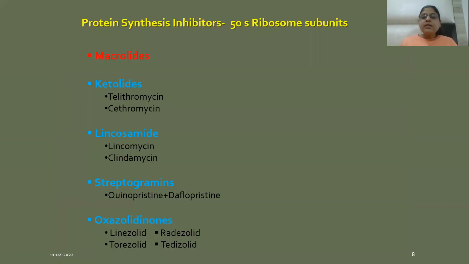Now, protein synthesis inhibitors acting at the 50S ribosomal subunit can be macrolides; ketolides, which are telithromycin and cethromycin; lincosamides like clindamycin and lincomycin; streptogramins like quinupristin and dalfopristin; and oxazolidinones, which are linezolid, tedizolid, and others. These are all protein synthesis inhibitors, and in this video, I'm going to discuss macrolides.